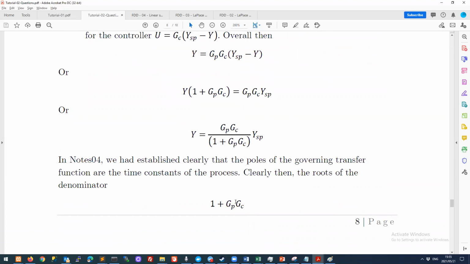Now, what we had said earlier was that the poles of the transfer function were the time constants of the process. Remember, right at the beginning of this tutorial, we said the Laplace transform of e to the minus kt equals 1 over s plus k. And we used that as a kind of intuitive thought that the poles are the same as the time constants.